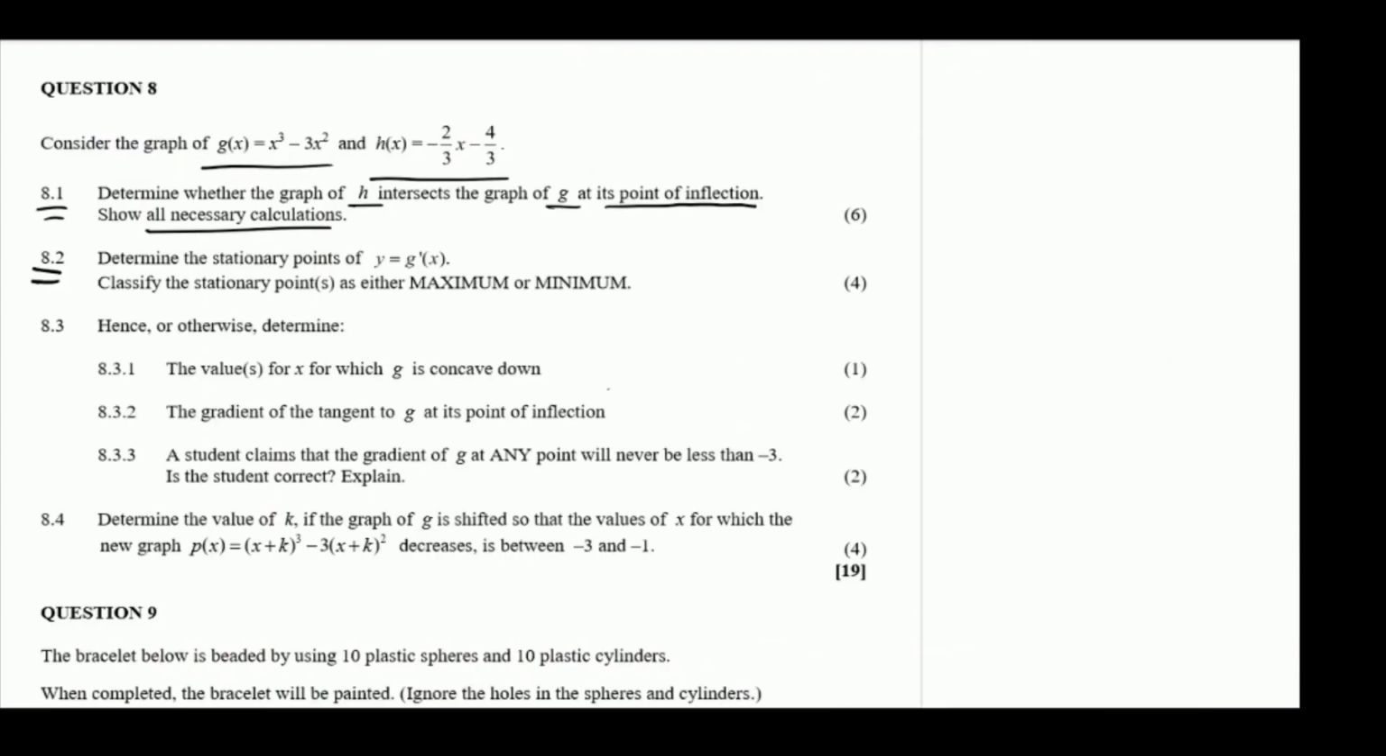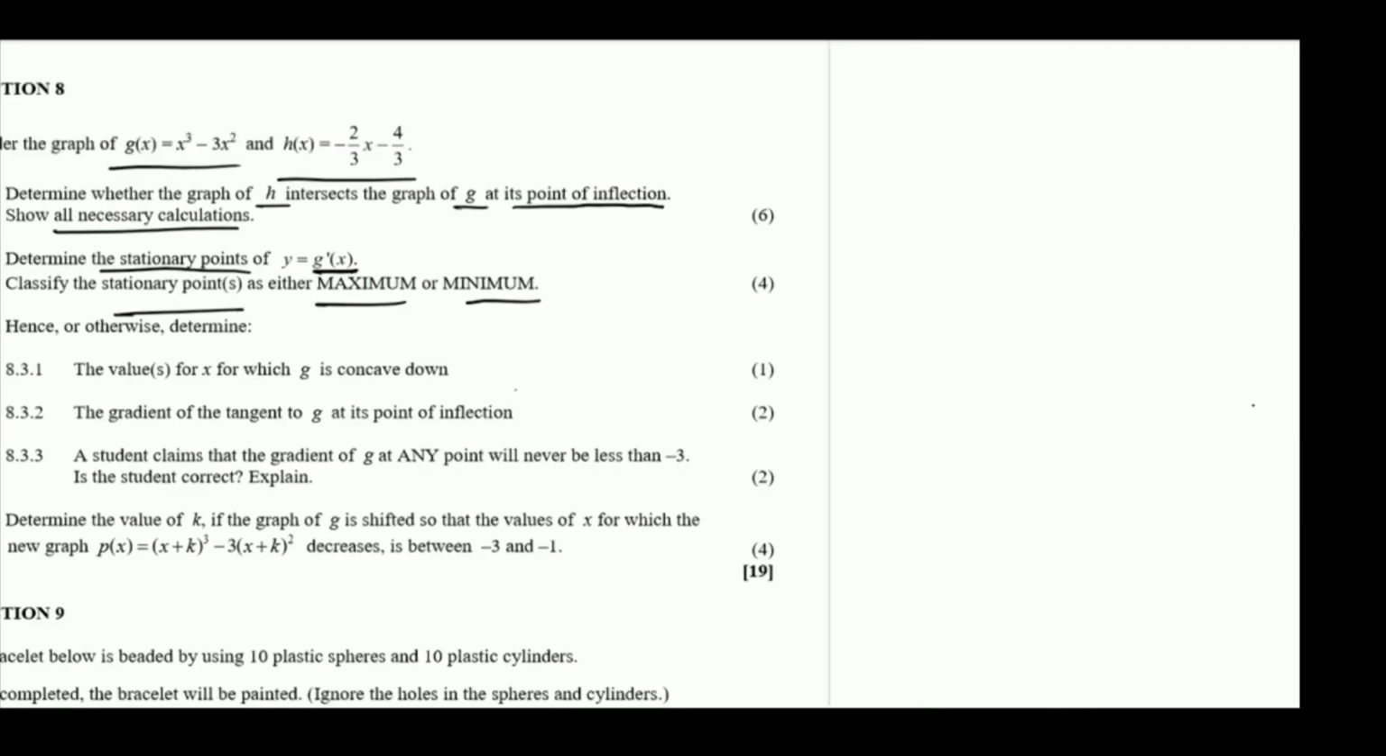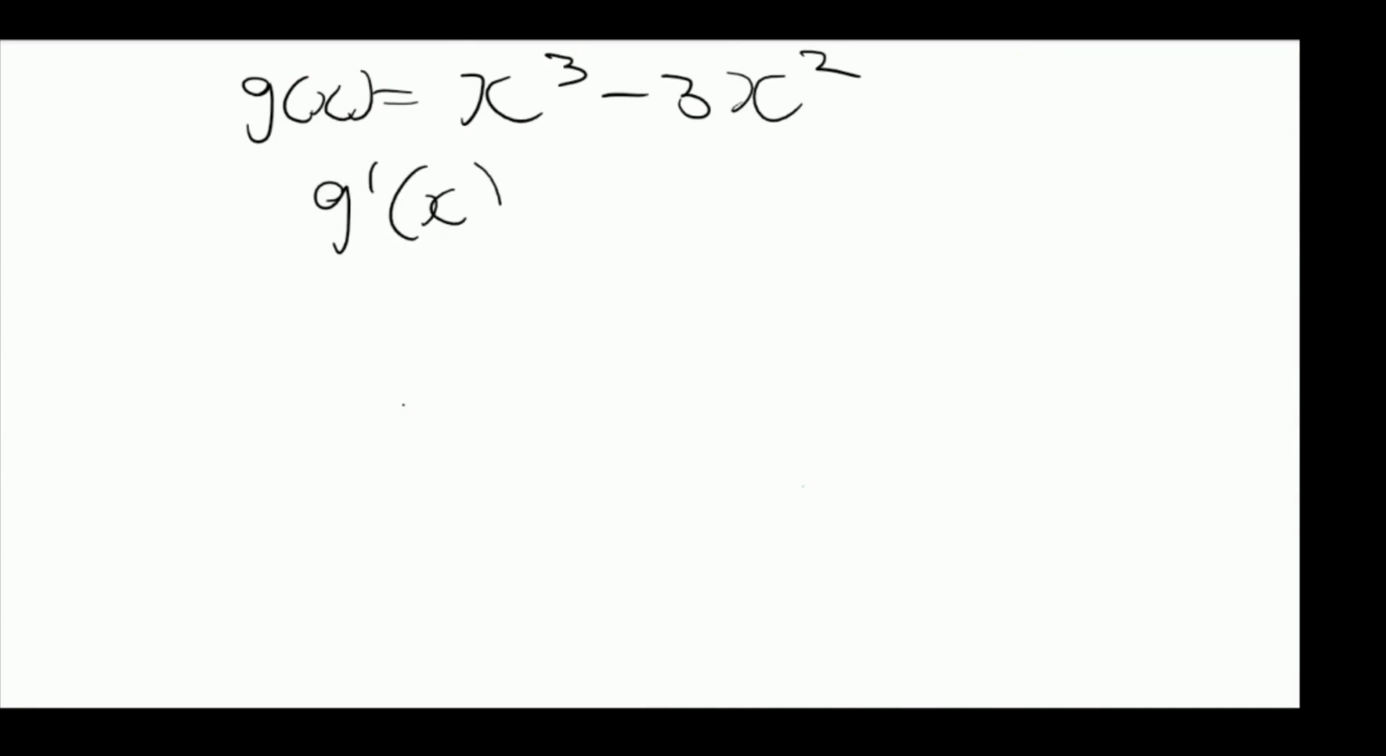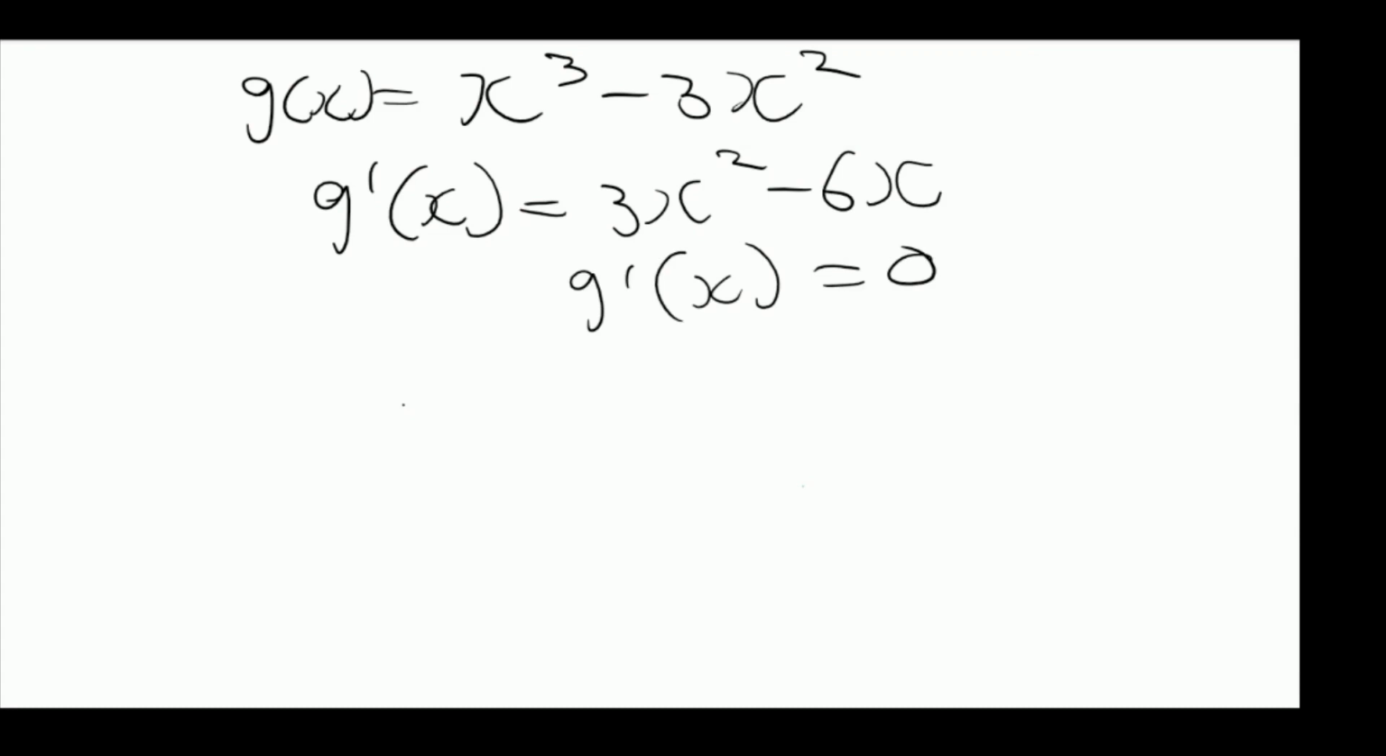So now 8.2, we are asked to determine the stationary points of y, which is equal to g prime of x, and classify these stationary points as either maximum or minimum. So what you're going to do is identify the stationary points first. So we know that g of x is equal to x cubed minus 3x squared. To find the stationary points, we have to find the first derivative of this cubic function, which is 3x squared minus 6x. And we equate to 0, so we have 3x squared minus 6x equals 0.